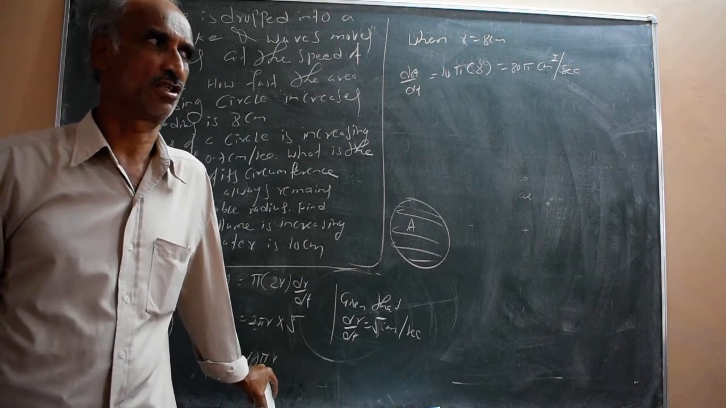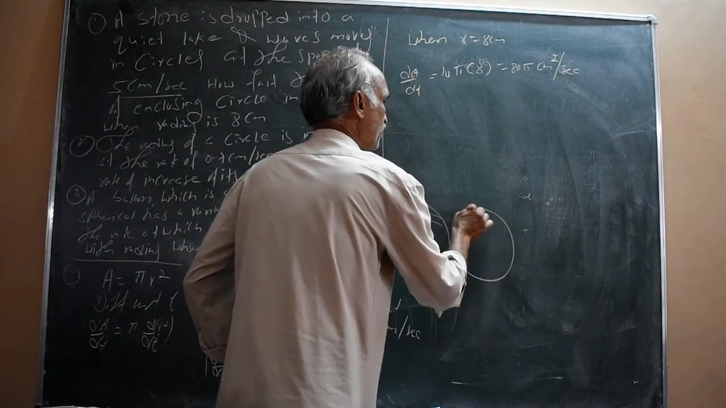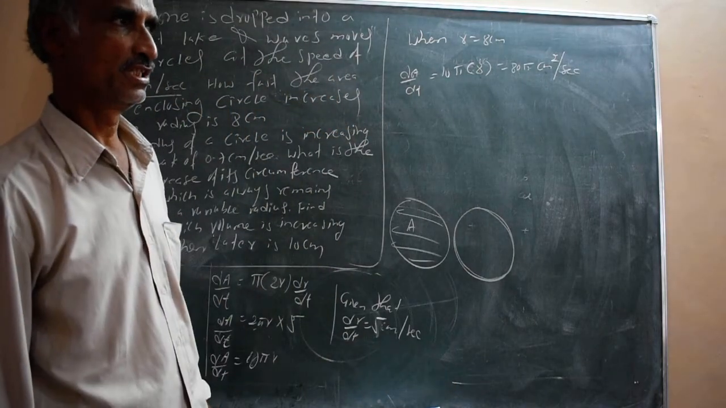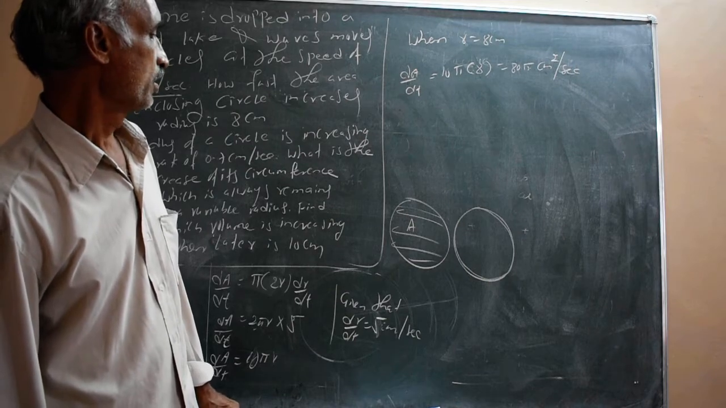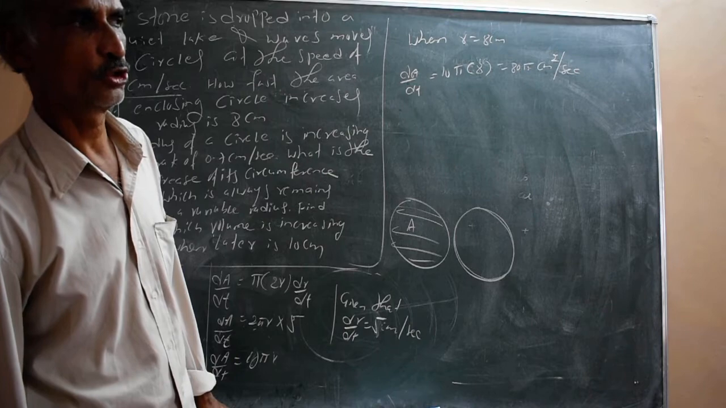Circumference, we take it as S. S is equal to the circumference of the circle. The length of the circumference is simply called circumference. The circumference formula is S is equal to 2 pi r, differentiating with respect to t.